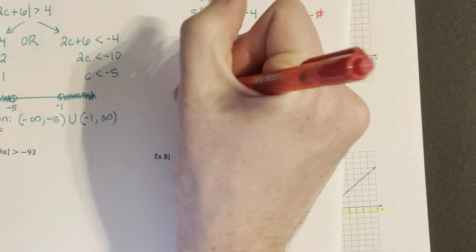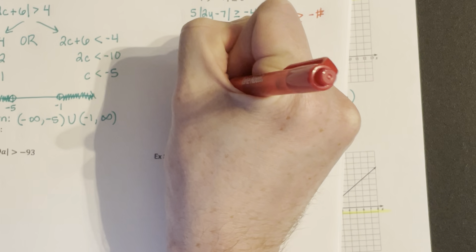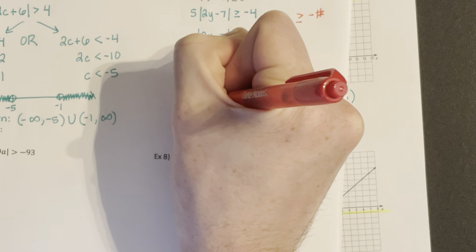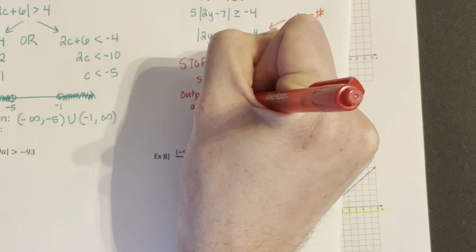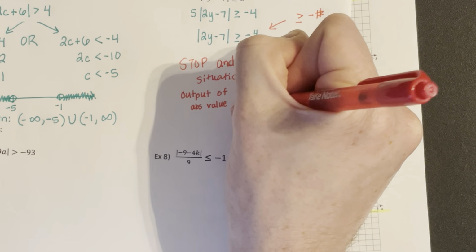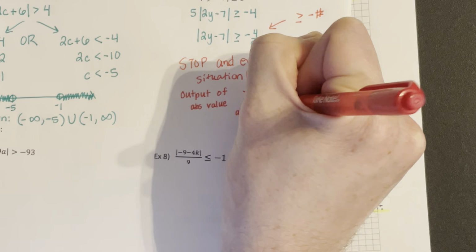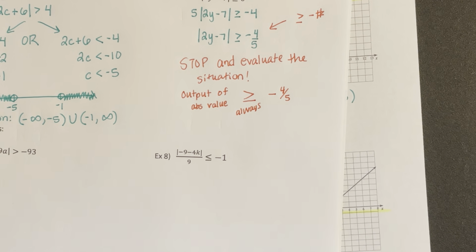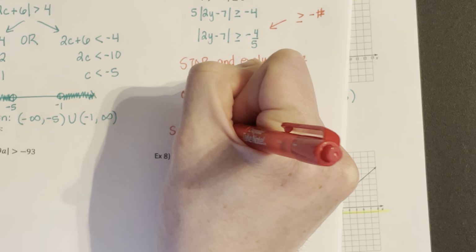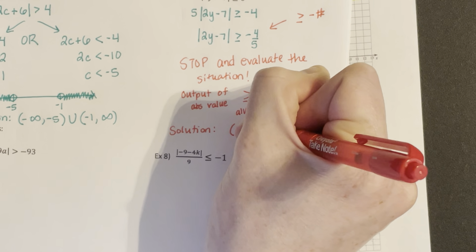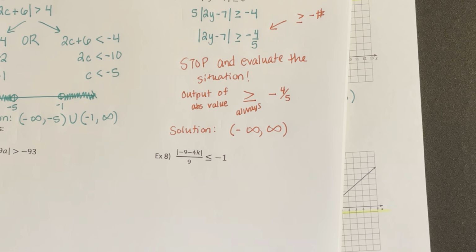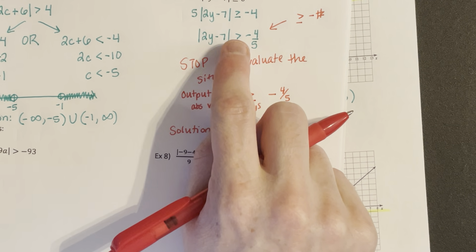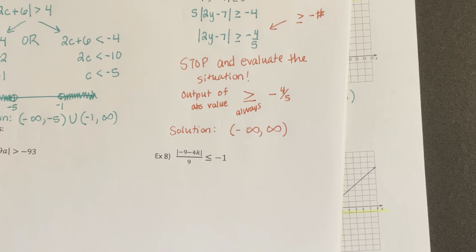So if I write this out, the output of absolute value will always be greater than or equal to a negative 4/5, which means our solution is negative infinity to infinity. You can do your two inequalities, but you're going to end up seeing that they overlap because it's greater, so it's an or situation, and they're going to keep going.